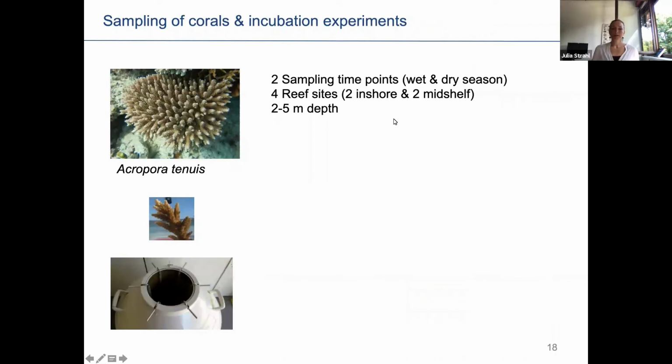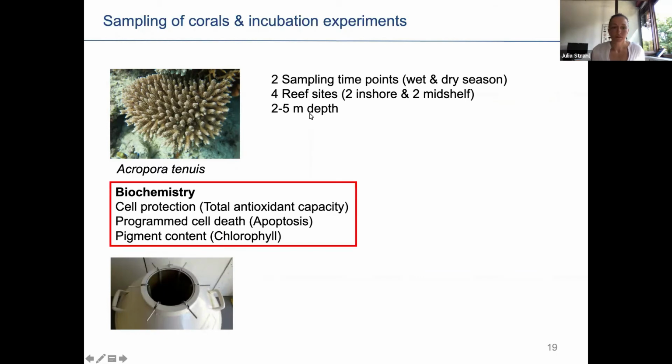So we collected coral branches at these 4 reef sites between 2 and 5 meter depths. We snap froze some of the branches to look at biochemical parameters as a measure for cell protection. So we looked at the total antioxidant capacity. We measured apoptosis rates, which gives you an idea of cell damage and the need to renew cells which have been damaged, and also the chlorophyll content, which are photosynthetic active pigments of the corals.